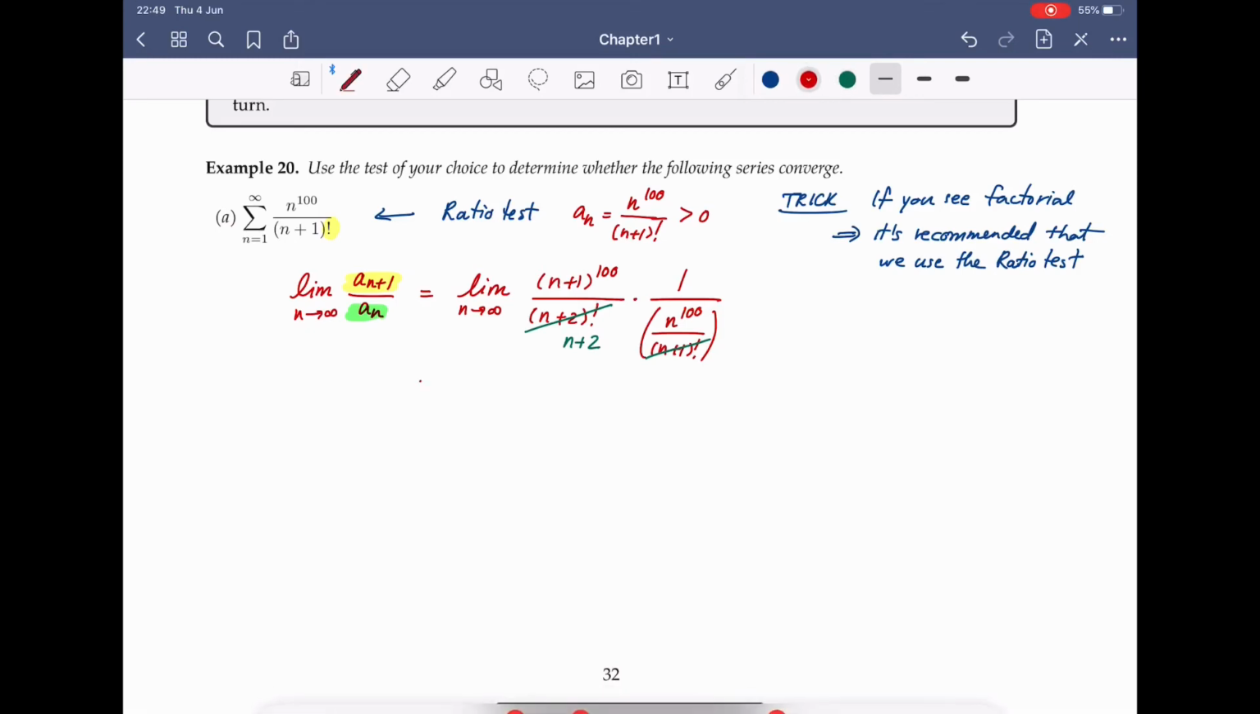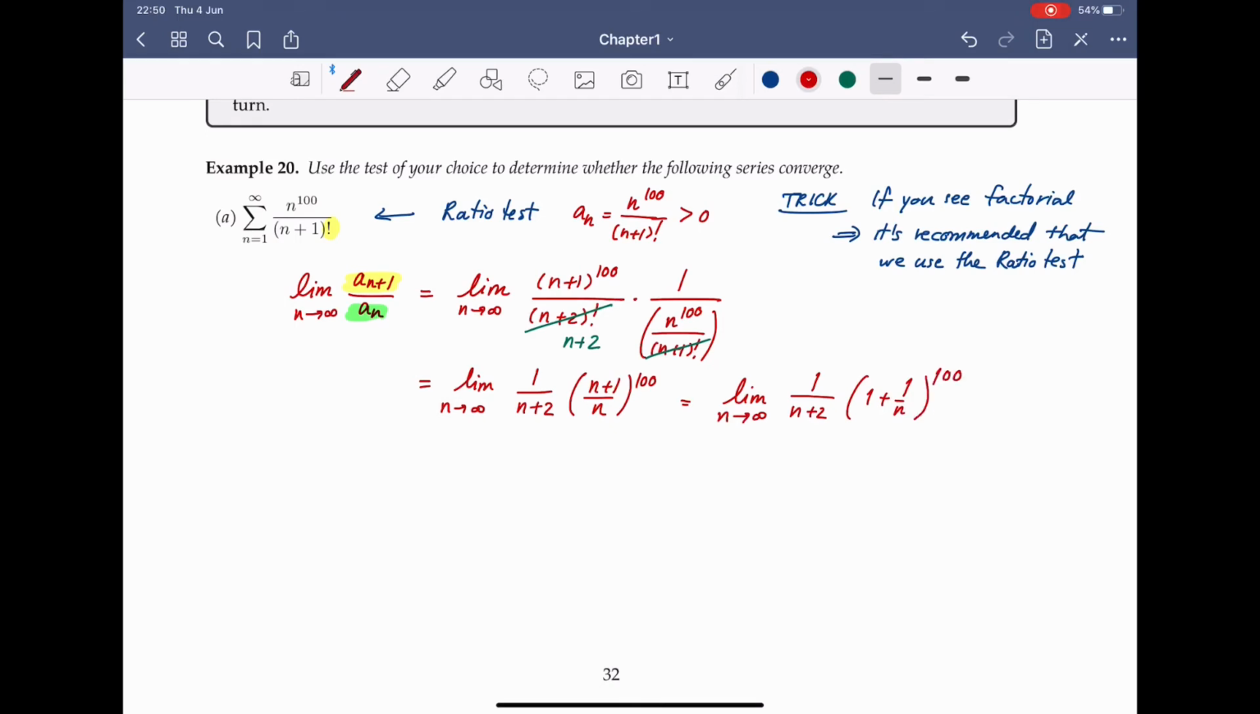So you have the limit of 1 over n plus 2. And then I am going to group together the (n plus 1) to the 100 and n to the 100, so I have (n plus 1) over n to the 100. So this is the limit where n goes to infinity of 1 over n plus 2 times (1 plus 1 over n) to the 100.